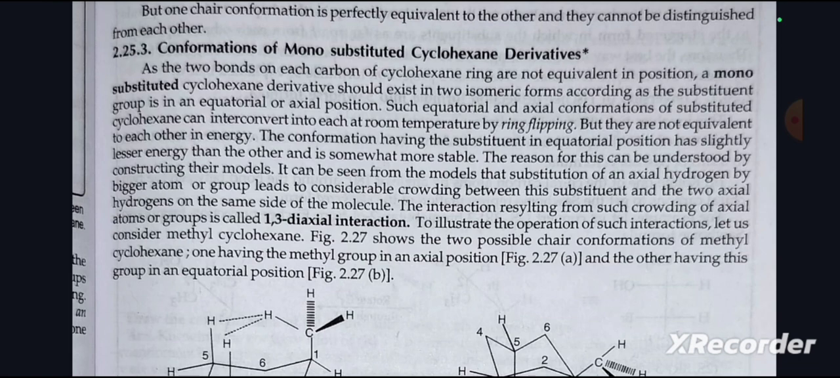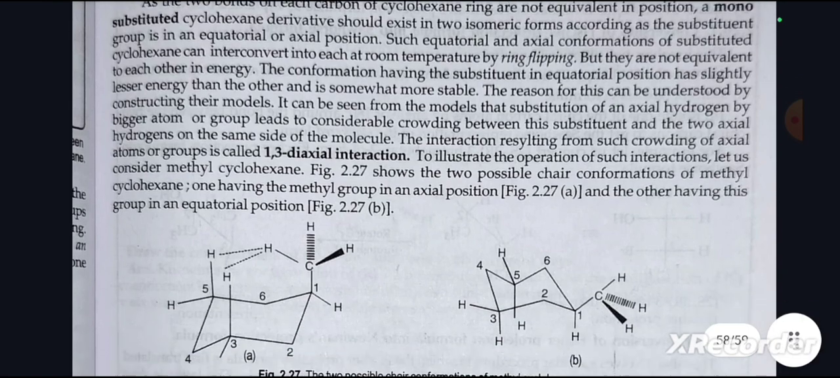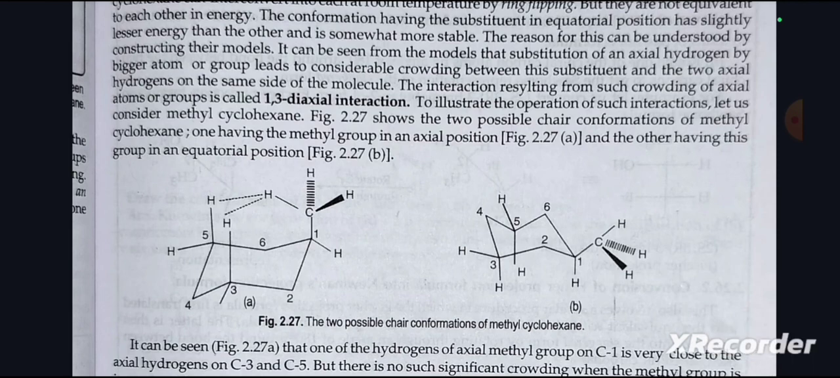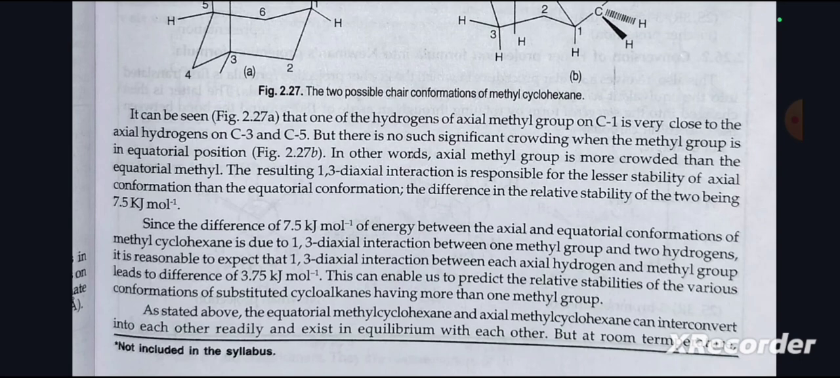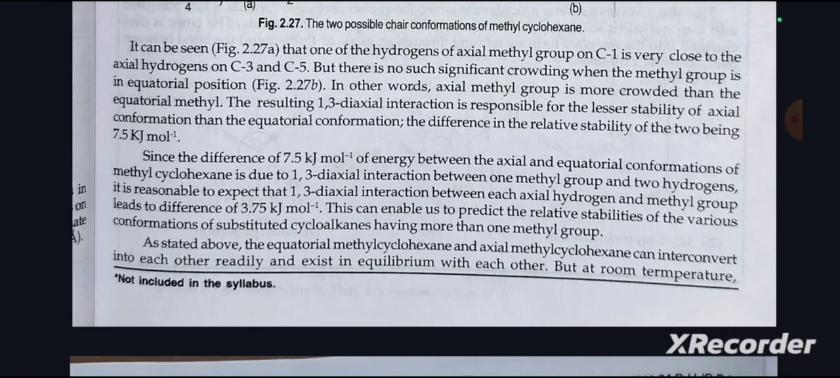To illustrate the operation of such interactions, let us consider methyl cyclohexane. Figure 2.27 shows the two possible chair conformations of methyl cyclohexane, one having the methyl group in an axial position, figure 2.27a, and the other having the group in an equatorial position, figure 2.27b. It can be seen in figure 2.27a that one of the hydrogens of the axial methyl group on C1 is very close to the axial hydrogens on C3 and C5, but there is no such significant crowding when the methyl group is in the equatorial position, figure 2.27b.